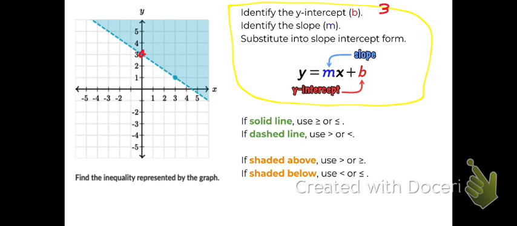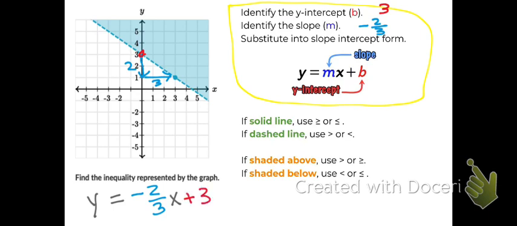Slope is rise over run. And notice our slope is negative because our line is going down, and we're going down 2 and over 3. So our slope is -2/3, rise over run. Now if we put that into this format, we have the beginning of our inequality. So y equals the slope -2/3 x plus the y-intercept, which is a +3. So I'm going to put +3. If it was negative, I'd put minus.